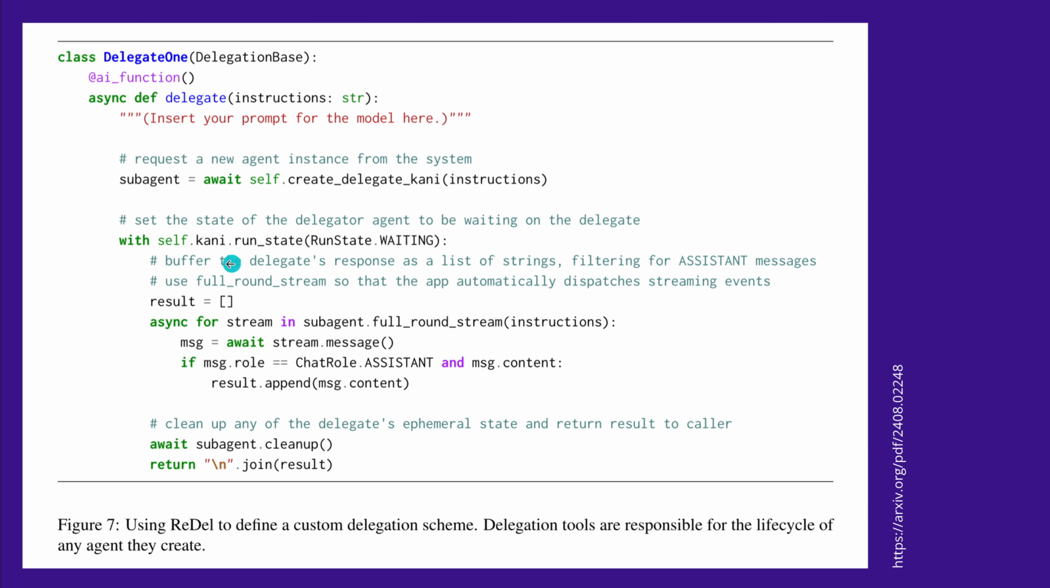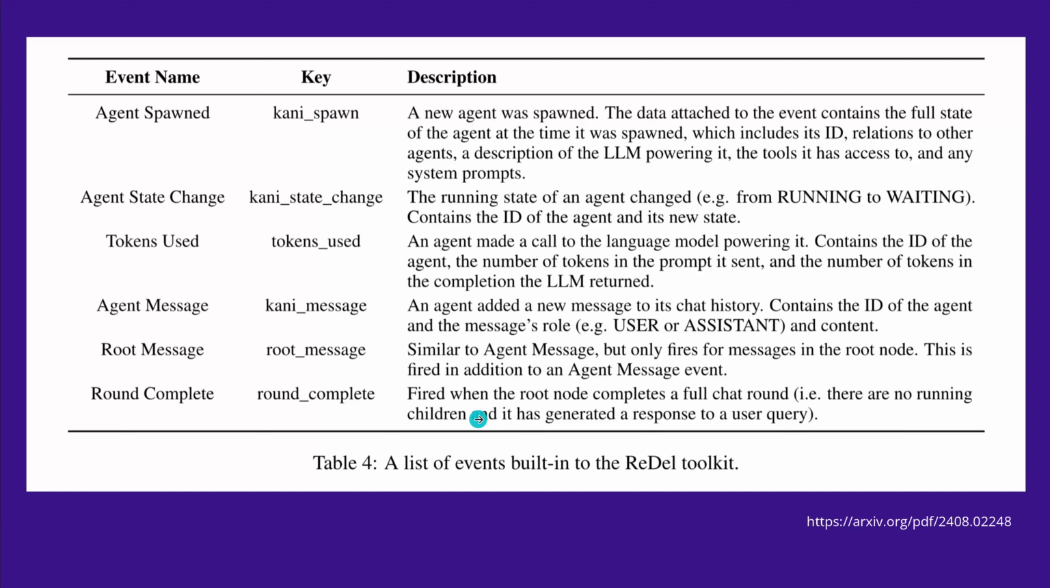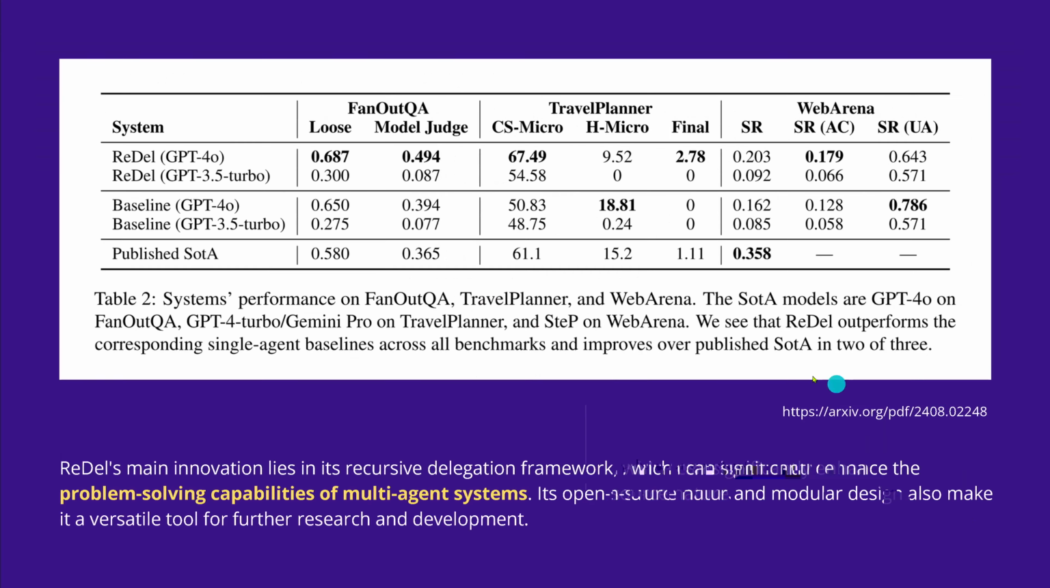But you see the code is rather simple, but we have Kani. So we have to touch on Kani. Also here a list of events built into the toolkit. So let's talk in a second about Kani. I just want to show you here the overall performance, so get a feeling how good is this new toolkit.